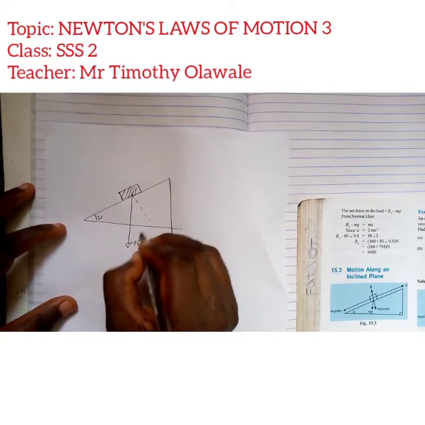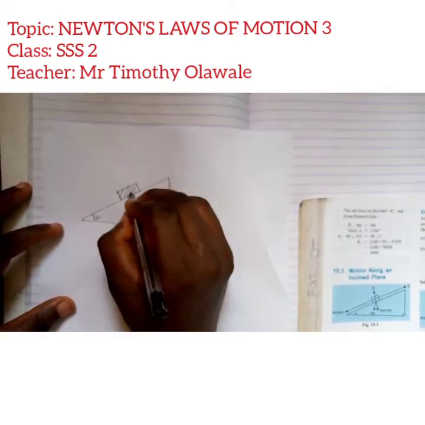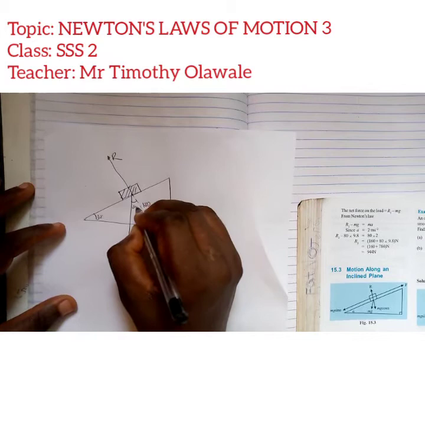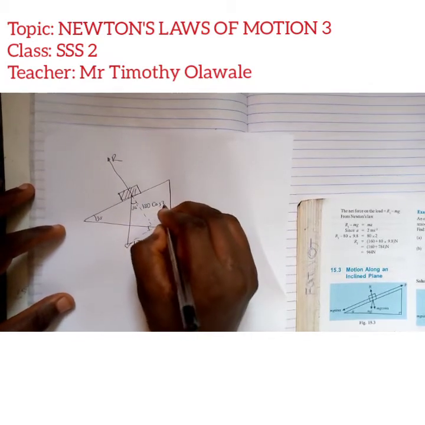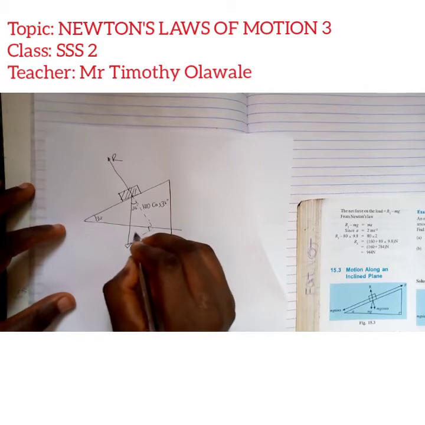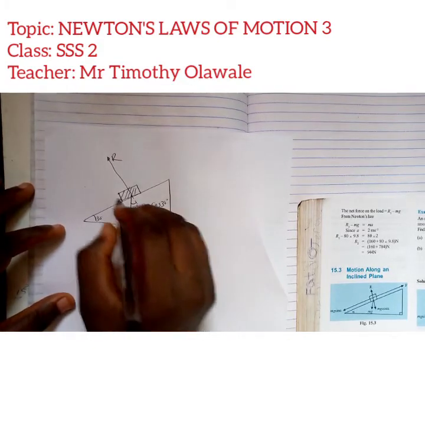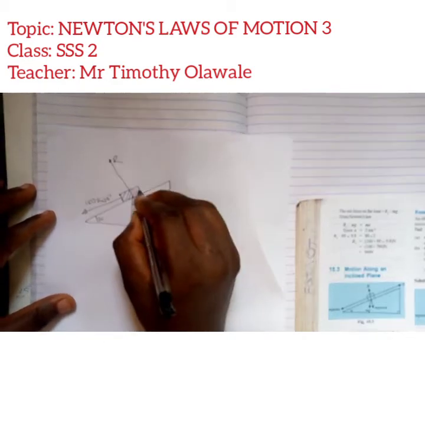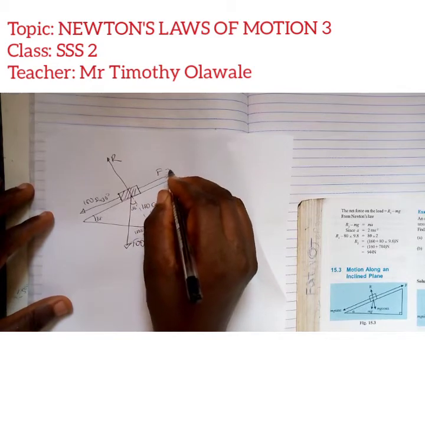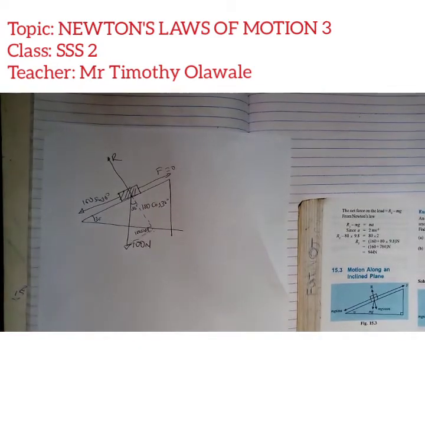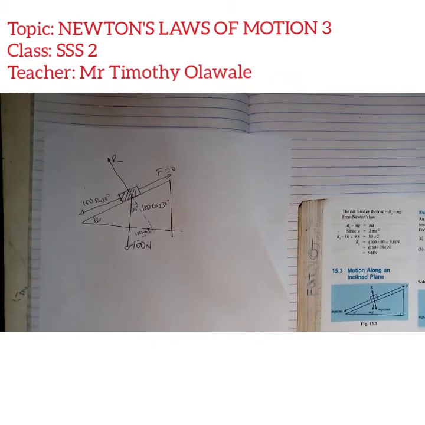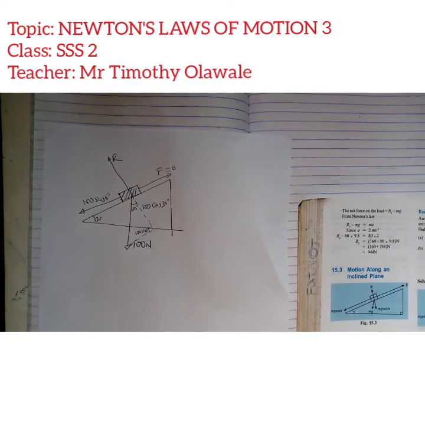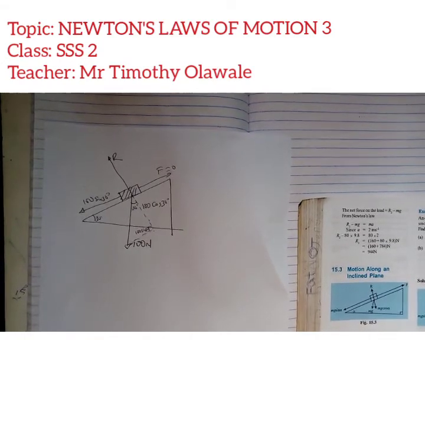And we can have something like this. That is equal to the reaction, 100 cos 30 degrees, while this place will be 100 sine 30 degrees. Now, this force F here is 0, because we were not informed that a force is pulling it up. We're just told that it is placed on an inclined plane. So that means that it is naturally moving down.